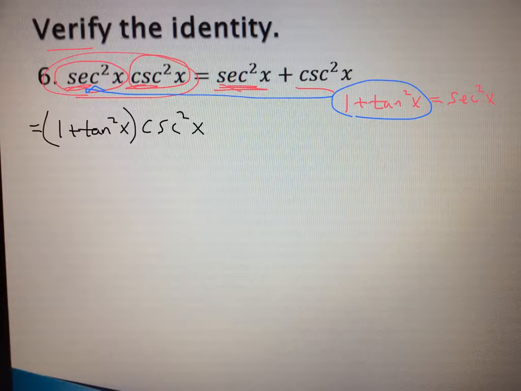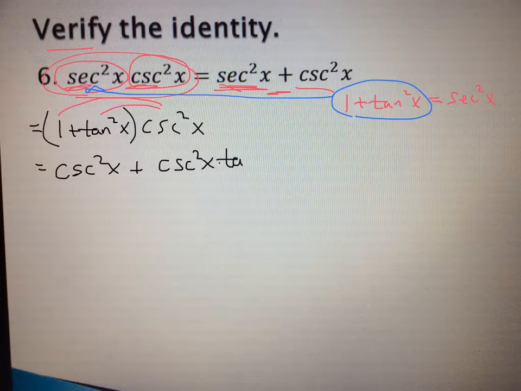So now at this point I'm thinking, well, maybe it would be a good idea to go ahead and distribute, because I do want addition here. So we've made some progress into getting the addition sign into our identity here. So distributing, I would get cosecant squared of x plus cosecant squared of x times tangent squared of x.